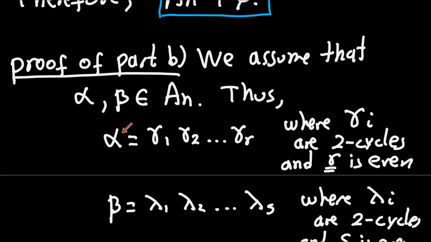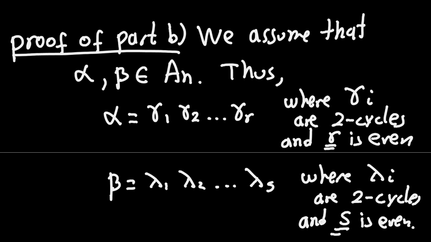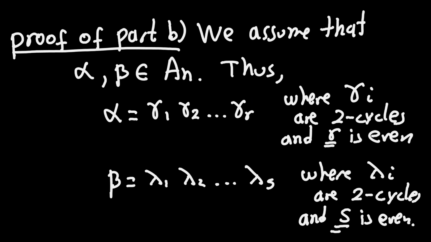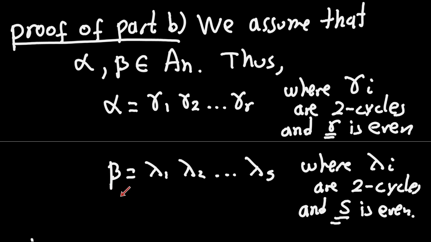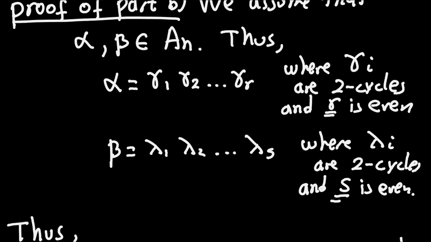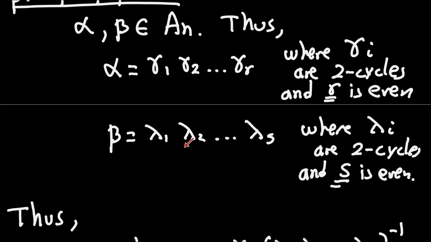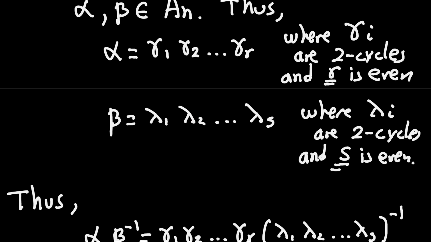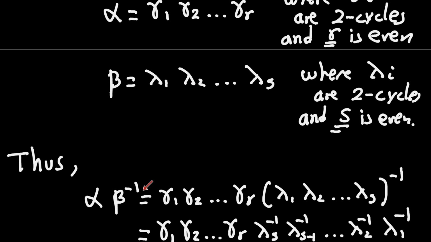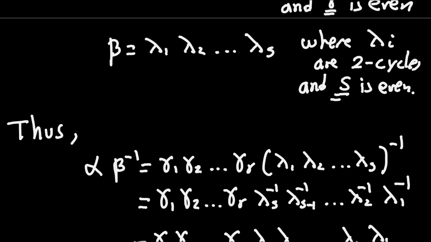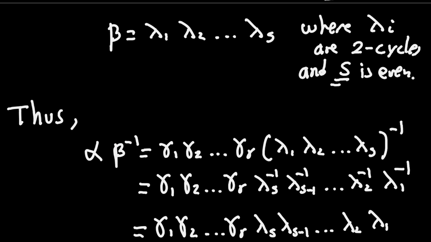So that means that when I take my alpha, I can express it as a product of 2-cycles, and the number of 2-cycles here is even. So here in this case, I have R cycles, so that R has to be even. For beta it is the same thing. Something is in An if it is an even product of 2-cycles. So all the lambdas that are here, so that is S of them, they are 2-cycles, and S here is even. So that's the number of 2-cycles we had for beta. We have to prove that alpha beta inverse is a product of an even number of 2-cycles. And if we prove that, then we will prove that it's in An.